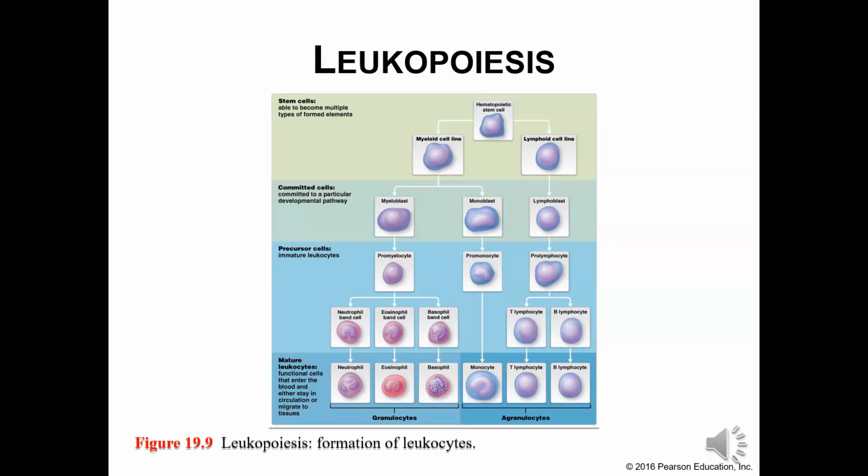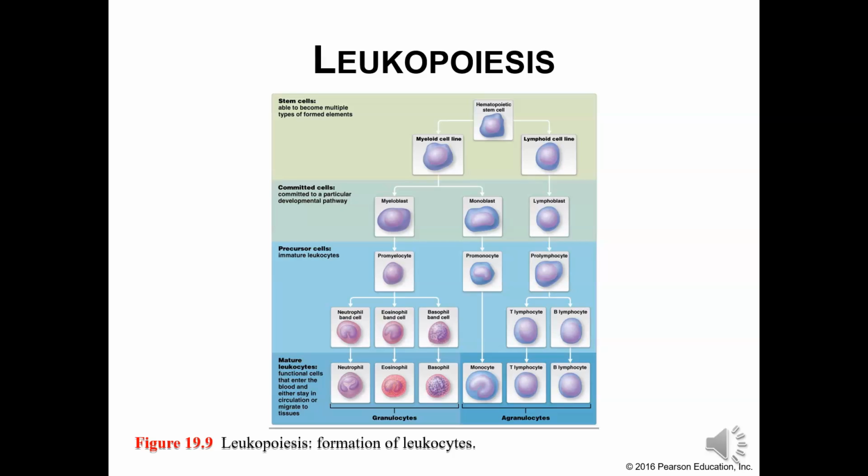So this figure 19.9 basically shows you the general process of leukopoiesis, where the hematopoietic stem cell will differentiate into a myeloid or a lymphoid cell line. The myeloid cell line then becomes a committed cell, which is either a myeloblast or a monoblast. The myeloblasts then develop into promyelocytes, which are basically immature leukocytes, and the monoblast develops into a promonocyte. Whenever you see the term cyte, C-Y-T-E, that usually means it's starting to mature. Whenever you see the term blast, that means it's still differentiating. It's still in the precursor stage.